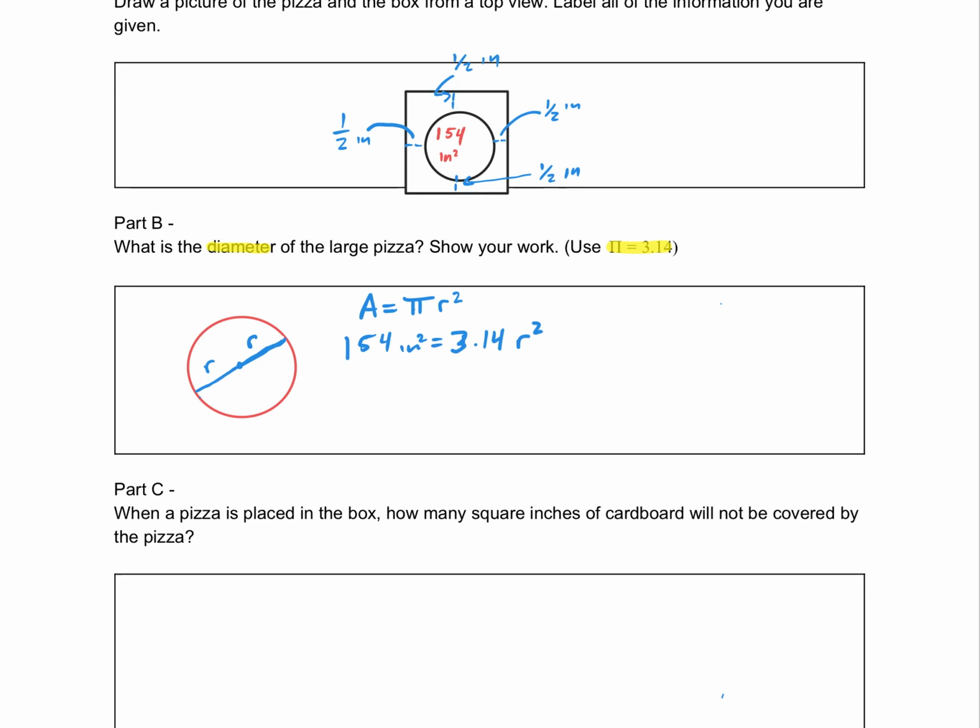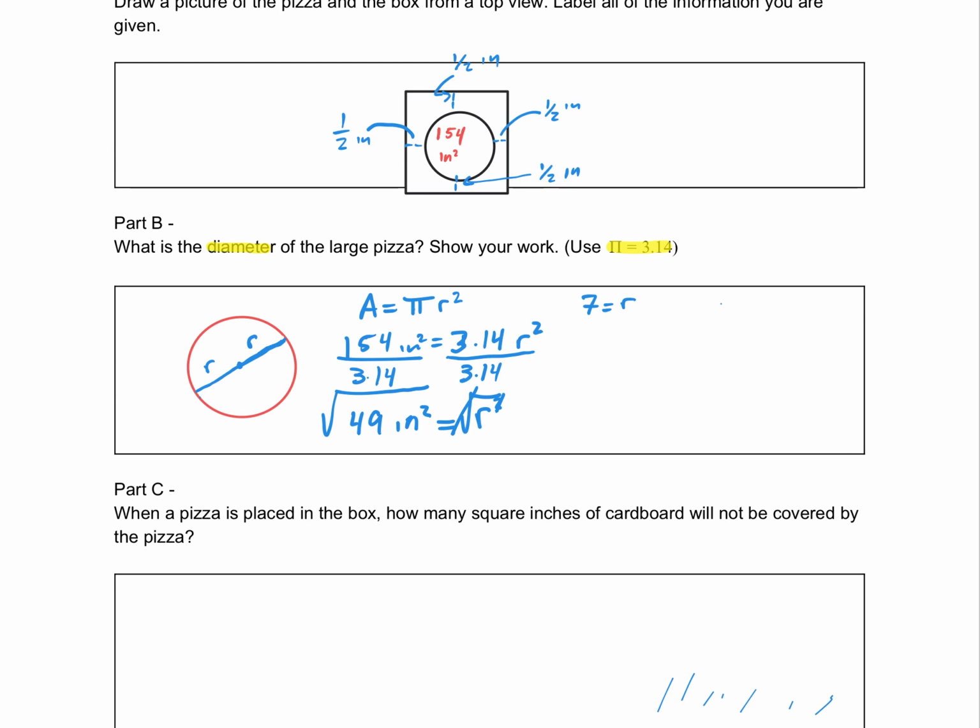We are trying to isolate the variable, so we are going to divide both sides by 3.14. 154 divided by 3.14 is approximately 49 inches square. And that is going to be equal to r squared. Now we need to find the square root on both sides. You can use a calculator if you don't know, but a number multiplied by itself that gives you 49 would be 7. So you know that your radius is 7 inches.